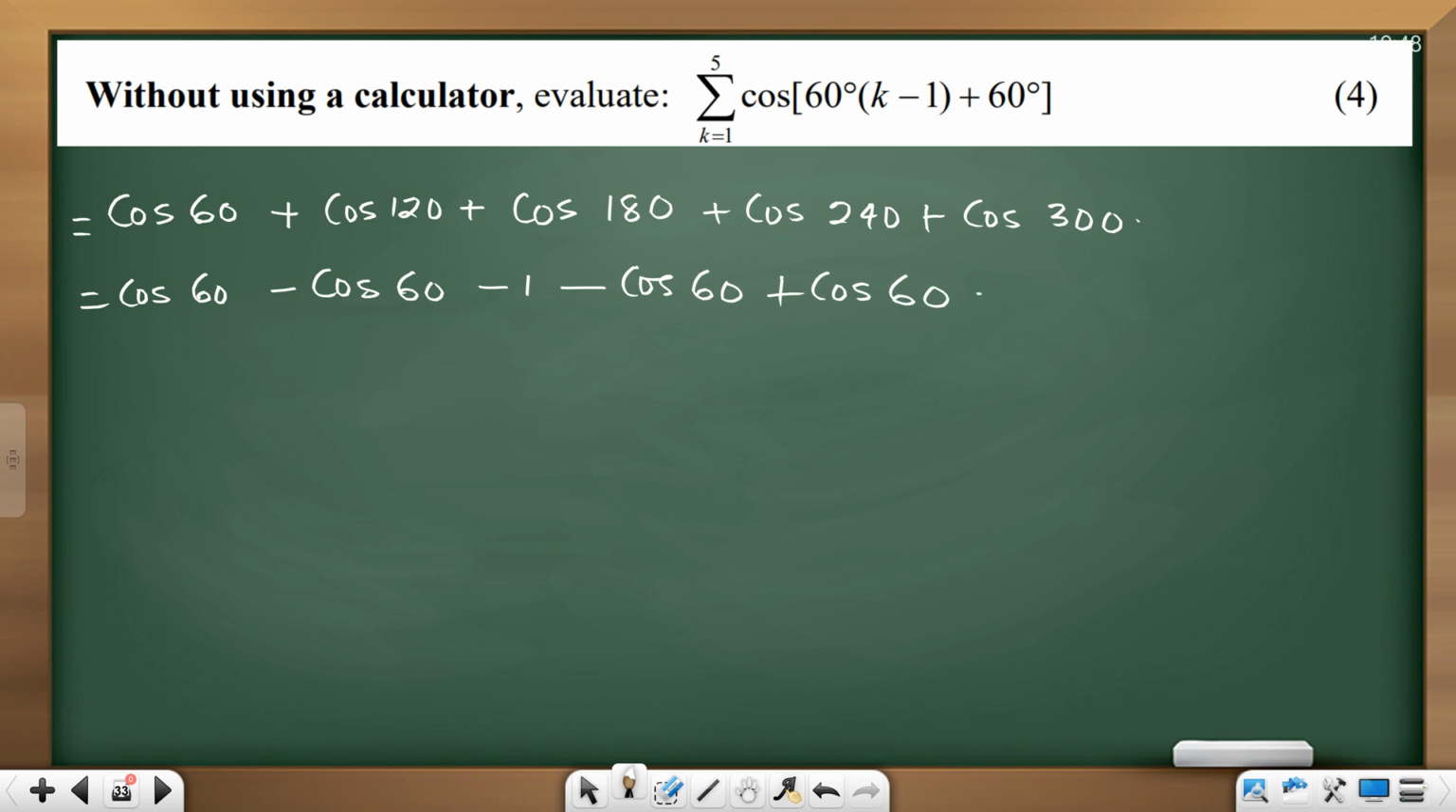I'm done. What's your answer? This is 0. This is 0. What's your answer? -1. Guys, don't be intimidated. Don't let math intimidate you.